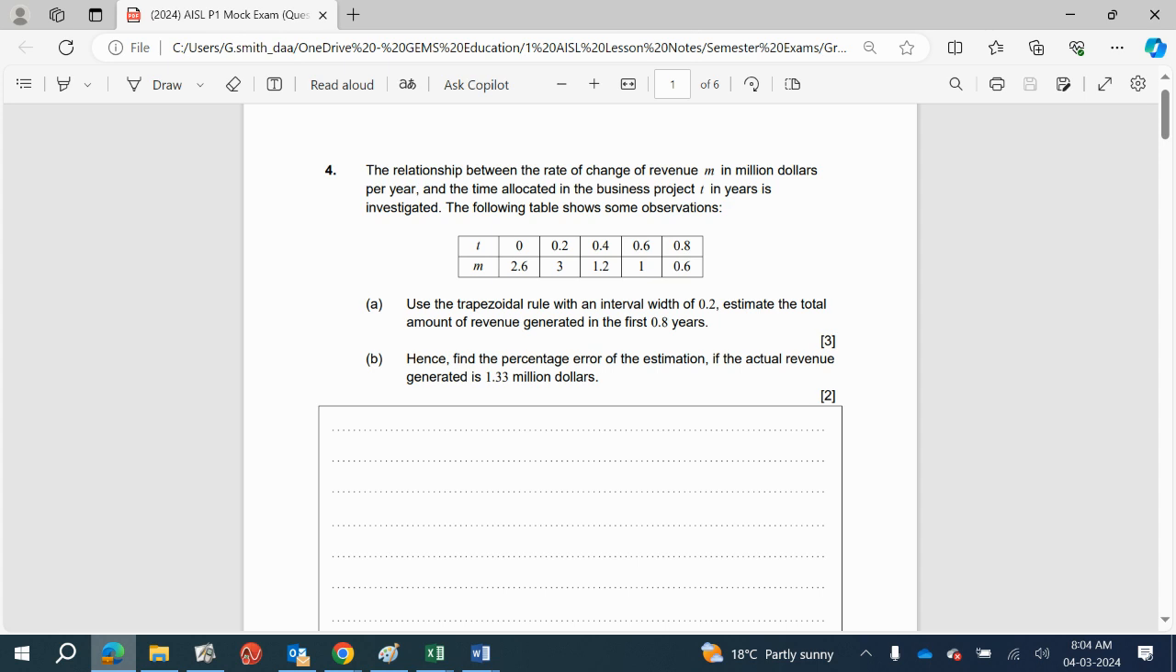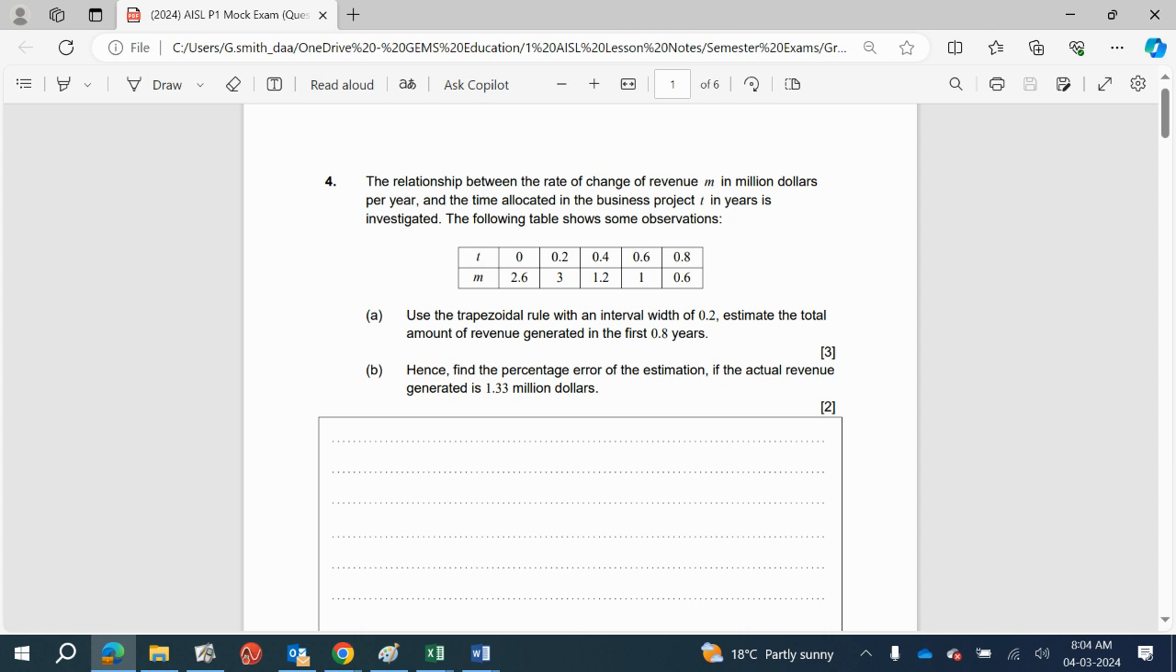So we've got a table of data, and then we're asked to do the trapezoidal rule. So we're finding the area under the curve. This sort of plots a little bit of a curve. We'll make a little sketch of the curve to help me understand it. So there's my time axis. So it's going to go like this.